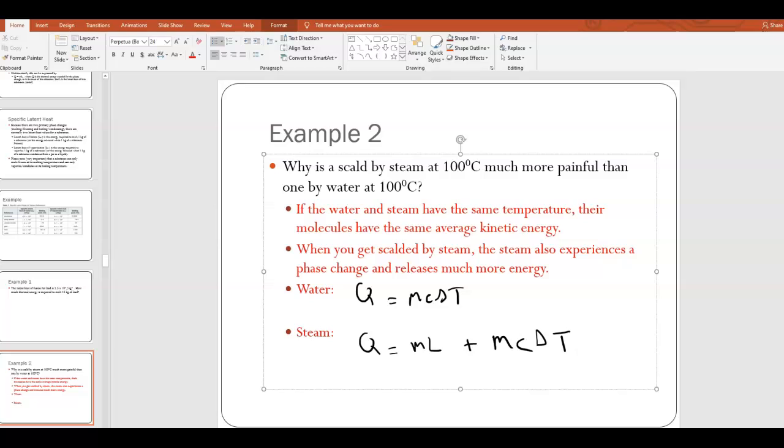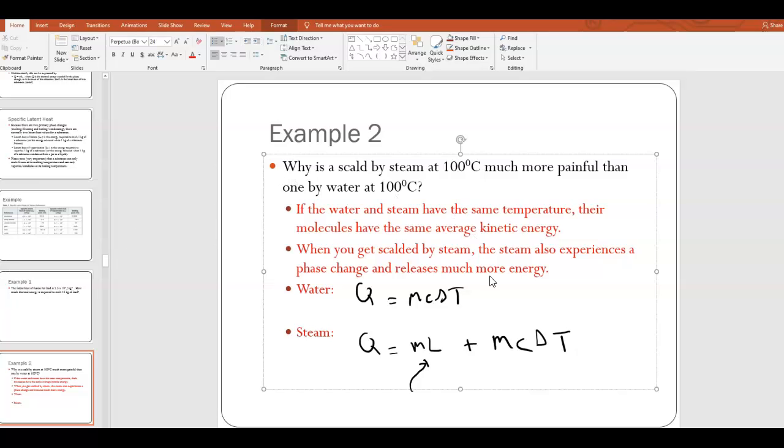Okay, and so that's why it hurts way more to get burned by steam than it does to get burned by water, because the water, all it does, it touches your skin and it temperature changes. The steam has to phase change as well, and this number tends to be very, very big, because remember, a couple slides ago, we saw in the chart that the latent heat of water for vaporization is like 2.3 million. That's a very big number. Okay, so if you get burned by steam, it's really not a lot of fun. Hopefully you haven't experienced that, but if you ever do get burned by steam, now you hopefully understand why it's way worse to get burned by steam than it is to get burned by water.